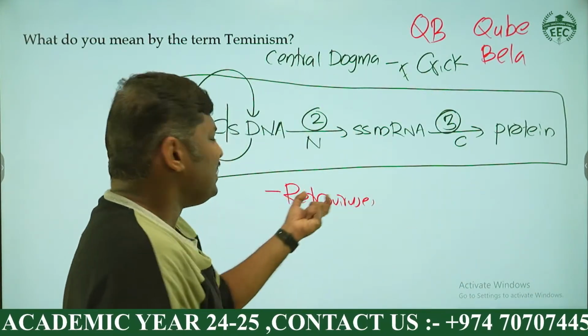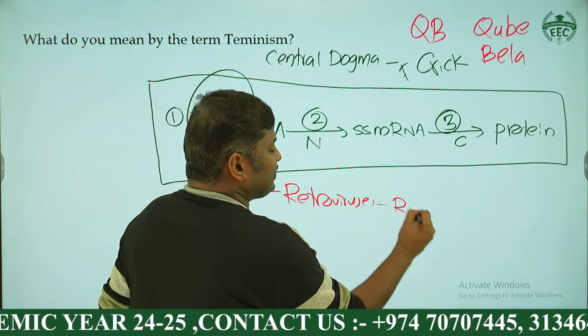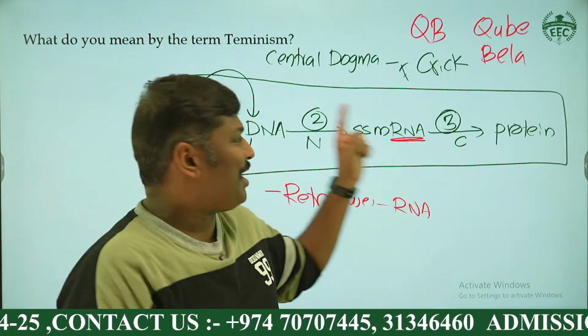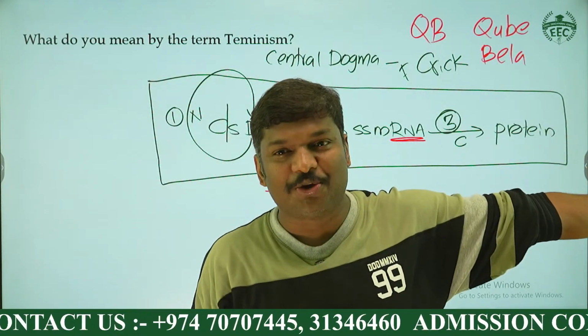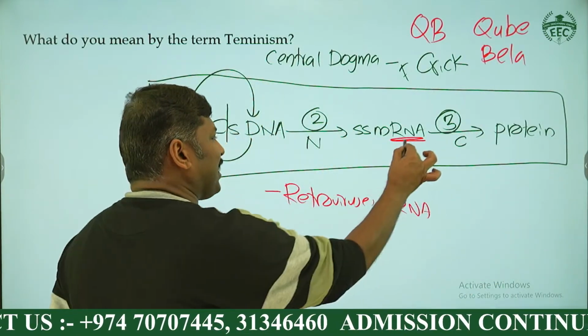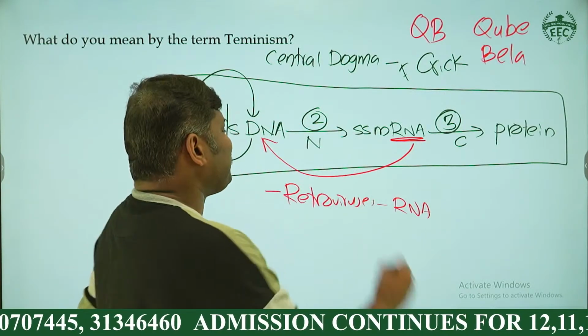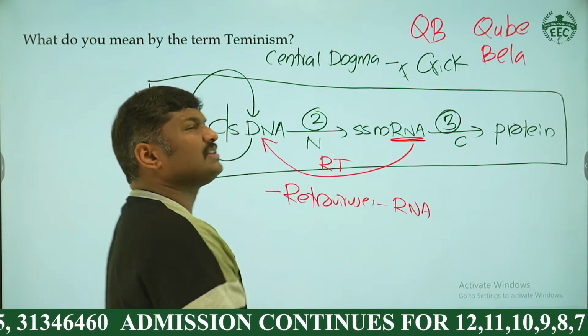And here you can see the retrovirus. RNA is the genetic material means what? If RNA is the genetic material, the central dogma is not in a progressive manner, it is in the reverse direction. So that's why RNA to DNA. RNA to DNA, that concept is called reverse transcription, my dear student.